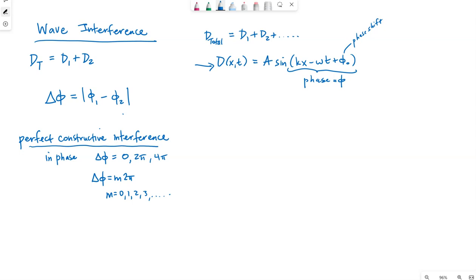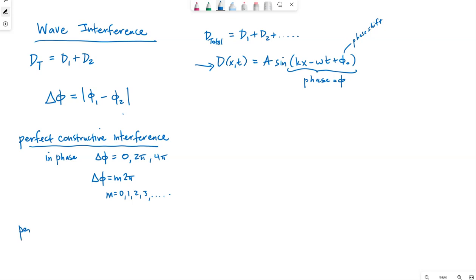M here is not a mode. We don't use that term, or harmonic number. We don't use that term in this case. We just consider it a multiplier, but it is 0 or a whole number, suggesting that there's multiple situations in which two waves can constructively interfere.